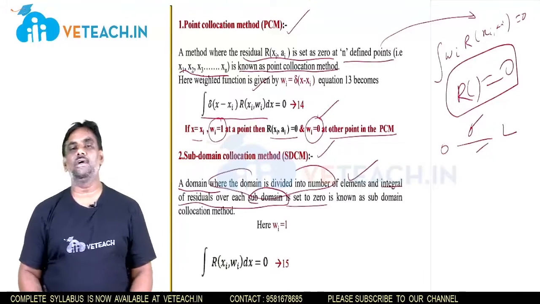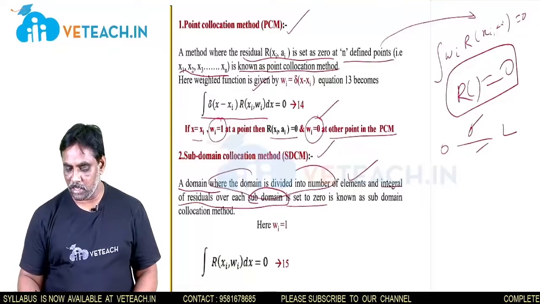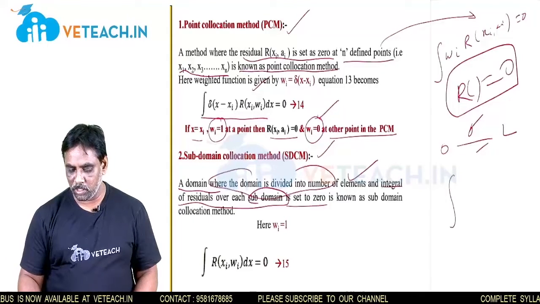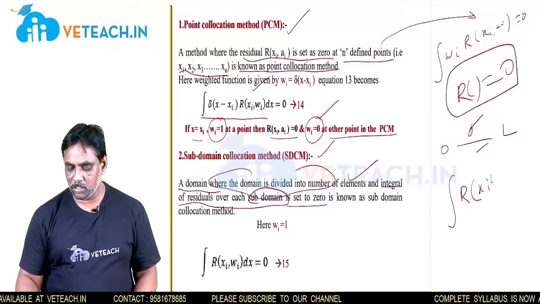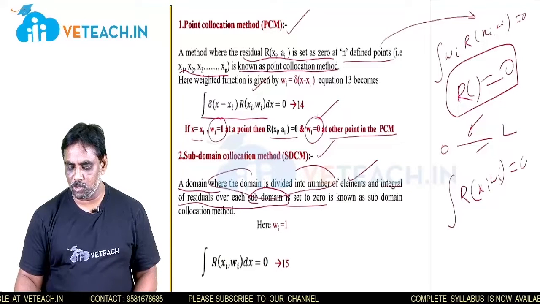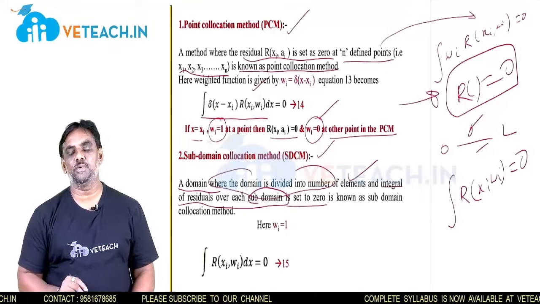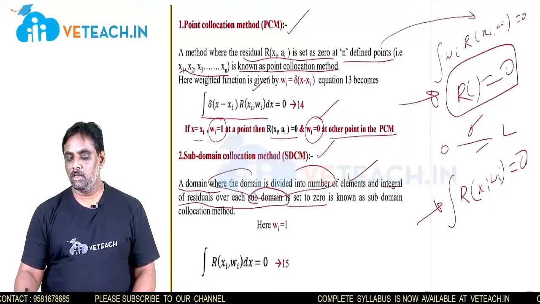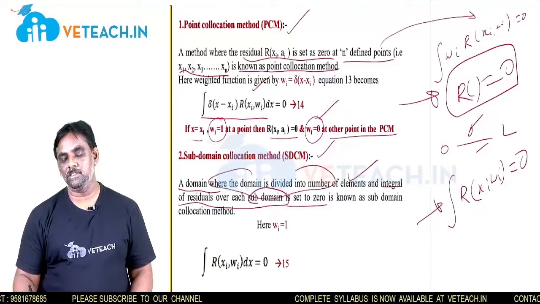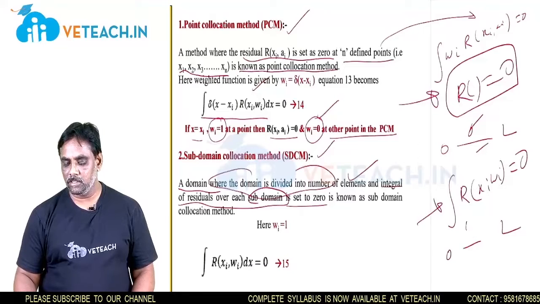That means in the case of the SDCM, that is the subdomain correlation method, we are simply integrating the residual, and the integral of the residual will be 0, whereas in the case of the point correlation method only the residual itself will be 0. In this case, the integration of the residual will be 0 over the domain.